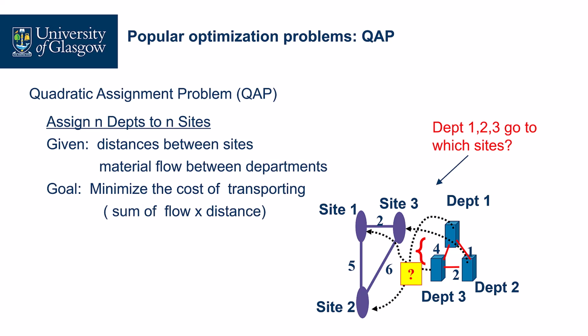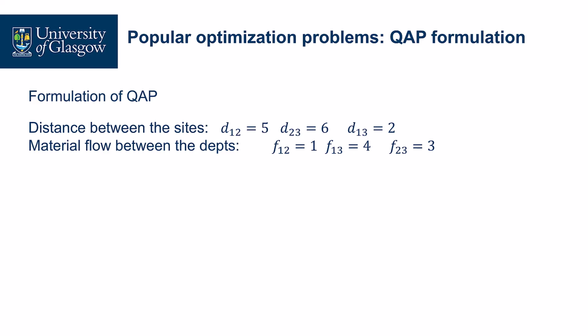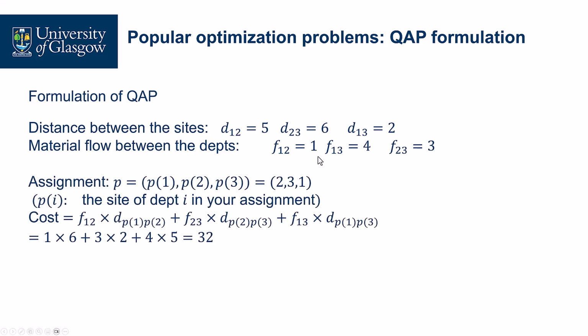Again, let's formulate this problem. First of all, we have the distance between the sites and we have the material flow between the departments. Now, what is the candidate solution? How do we represent it? Same as the traveling salesman problem, this is still a permutation. We call it P1 to Pn. In this case, there are 3 of them. So we can say, in this case, 2, 3, 1. We do it like that.